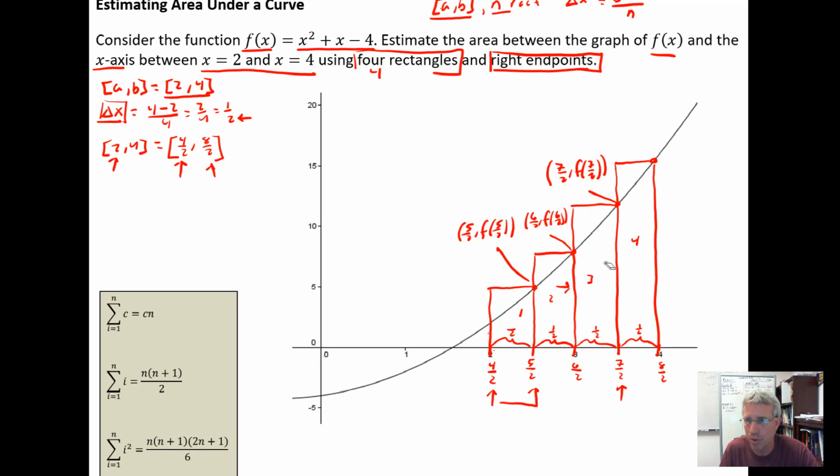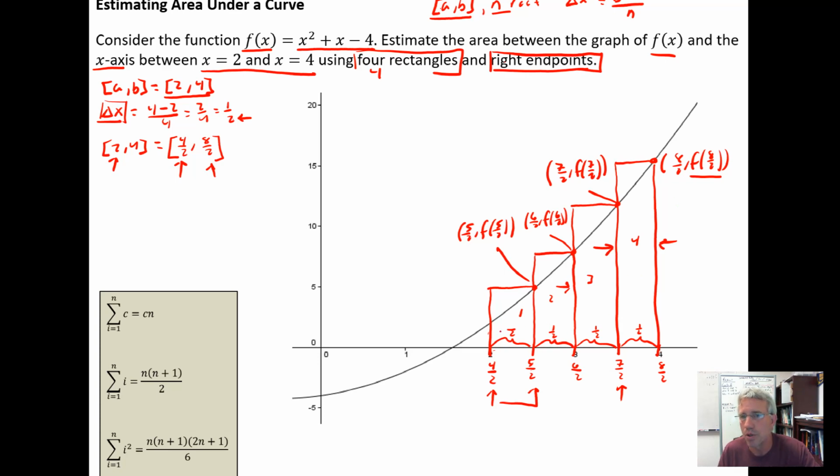3. And here, when I input 8 halves into the function, I get f of 8 halves. So this ordered pair right here, this number gives me the height of the 4th rectangle.